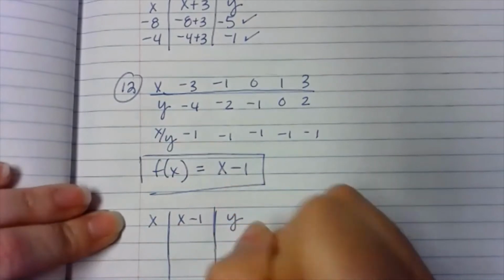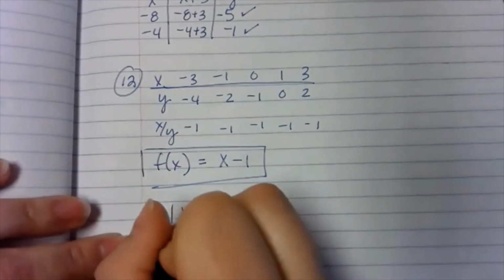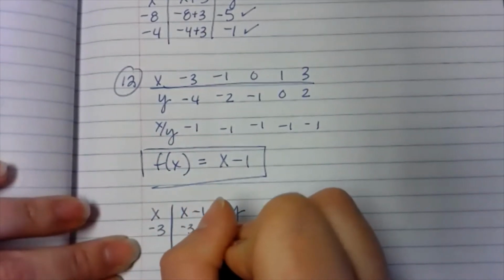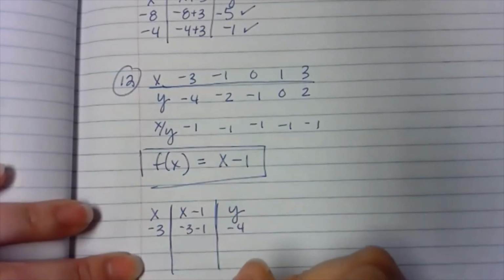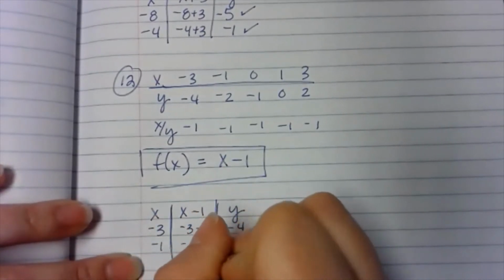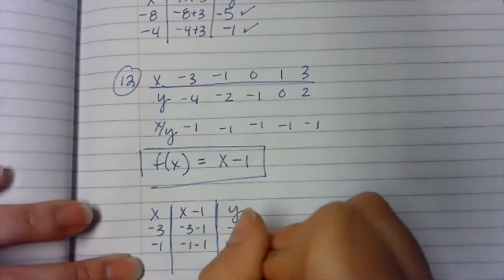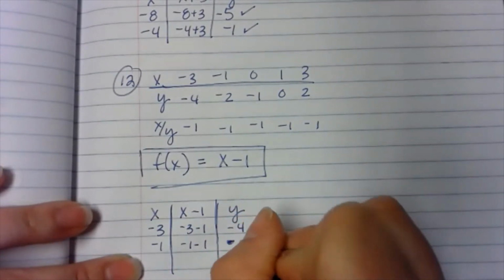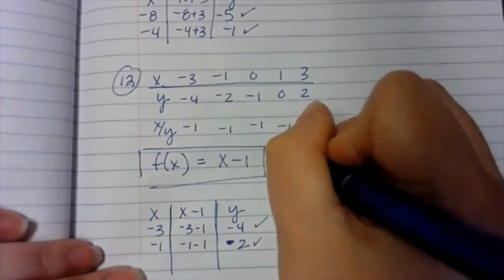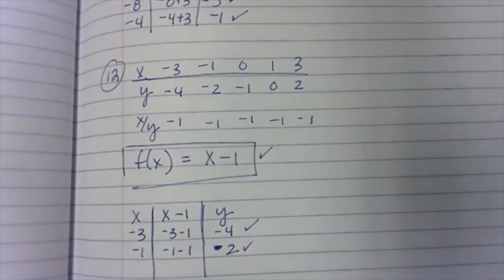I'm going to plug a couple in. So -3 minus 1 is -4. -1 minus 1 equals -2. Okay, so they are correct, and this is your answer. Any questions about that one? Okay, it's a pretty simple one, right?